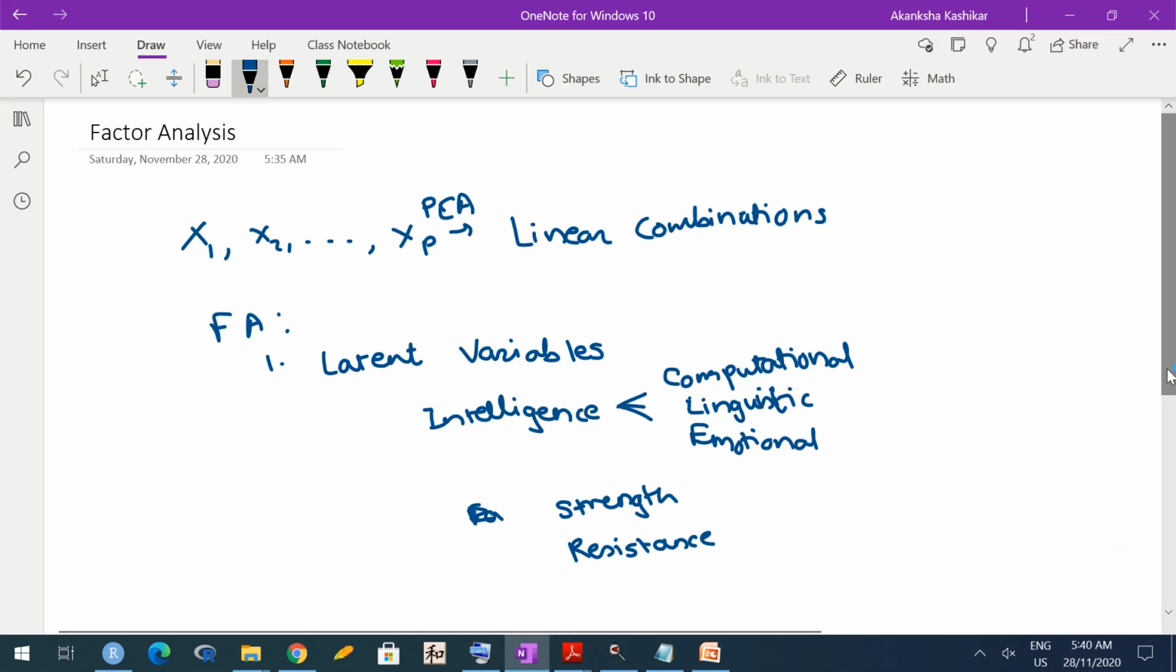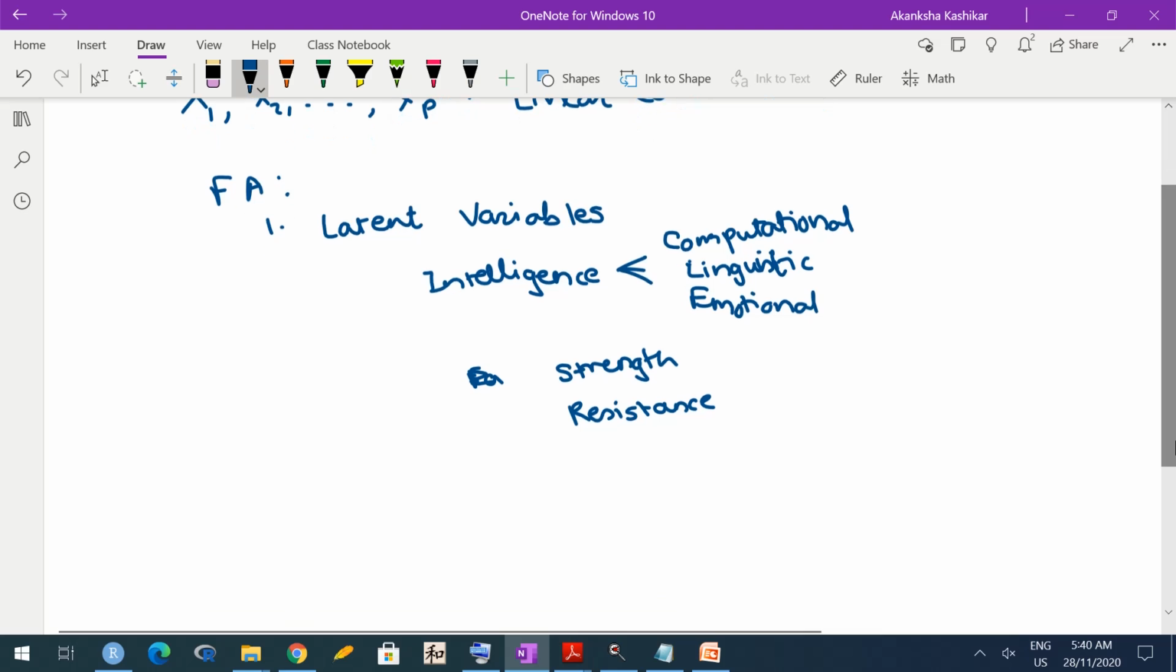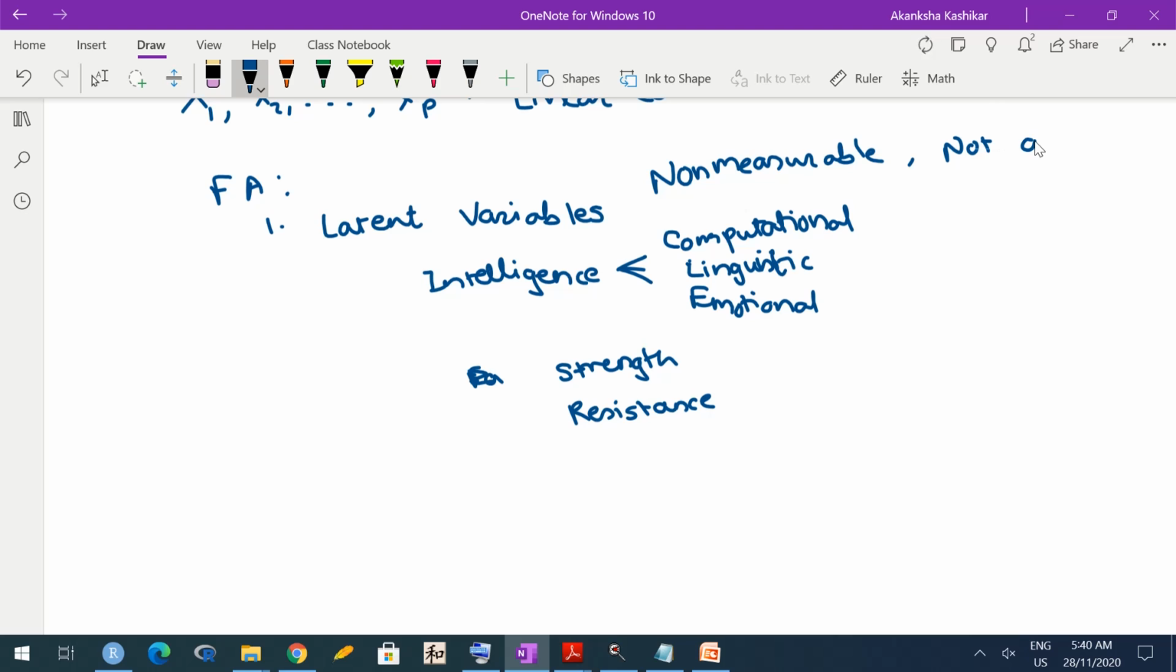Okay. So whenever you are in such a scenario where your actual interest is in knowing more about latent variables which are generally non-measurable or not directly observable, easier word would be not quantifiable directly, then in such scenarios factor analysis is used.